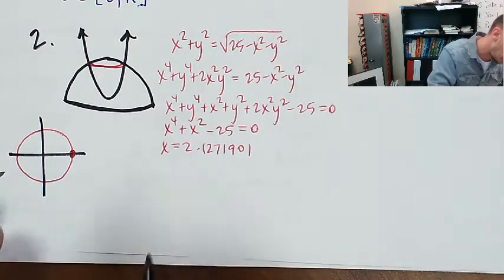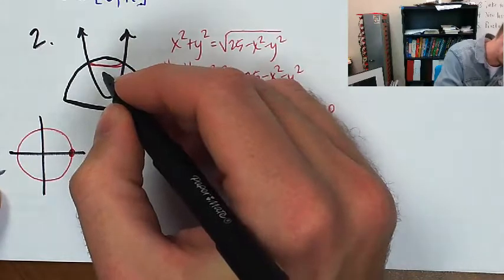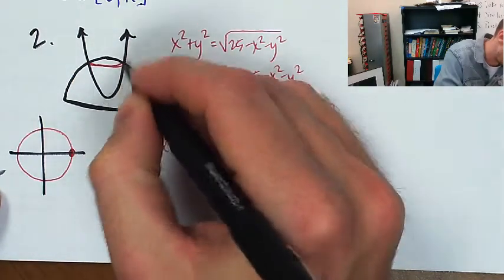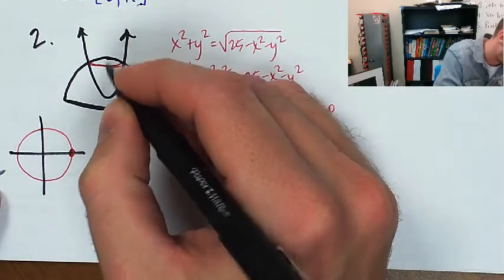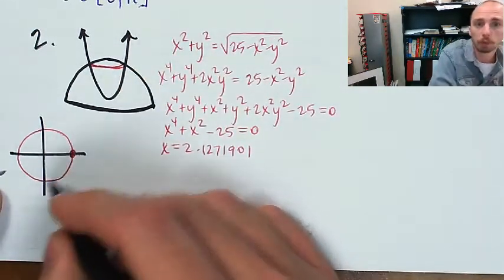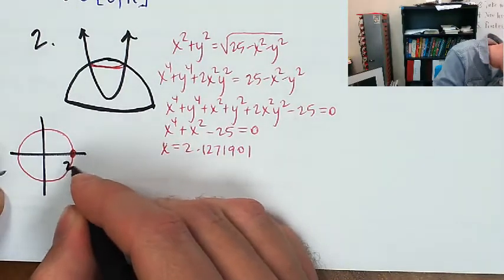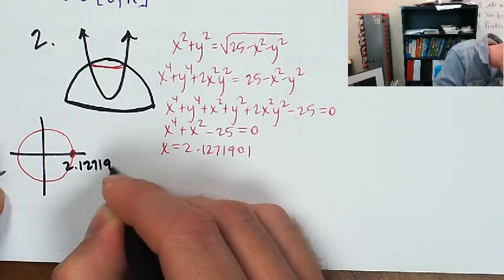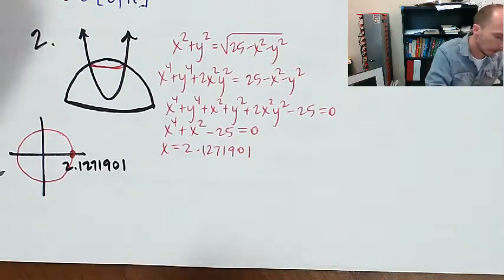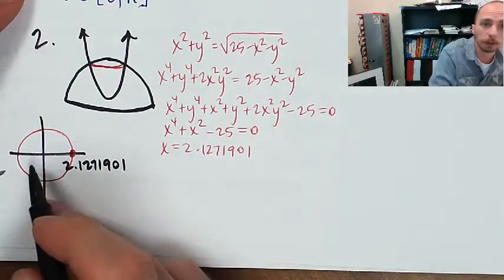So I know that the region that I'm going to be integrating over, the stuff that's underneath the sphere and above the paraboloid, is just going to be sphere minus paraboloid, and I'm going to add it up over that whole region. Okay, so I know that r is 2.1271901. R is going to run from 0 to that number. Theta is going to go from 0 to 2 pi.